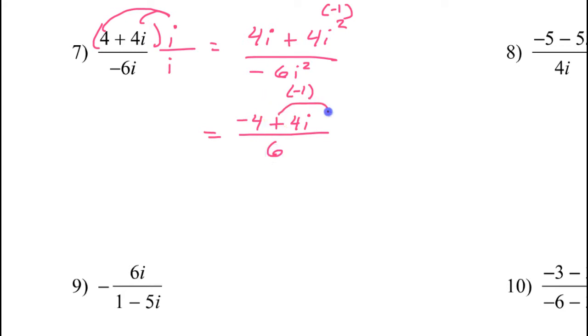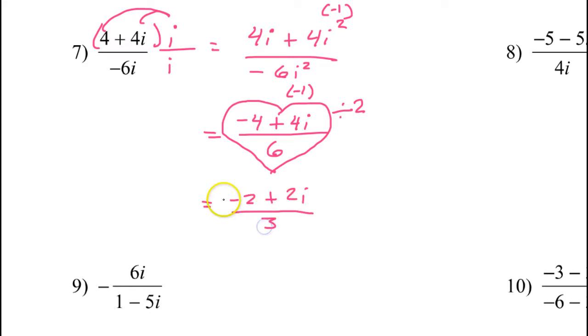Now notice that all three of these numbers are divisible by 2. So that is a common factor. So when you have a common factor, you need to go ahead and divide all three numbers by the greatest common factor, the GCF. So that's going to give me negative 2 plus 2i over 3. So this would be an acceptable answer for number 7. All right, there are a few others.